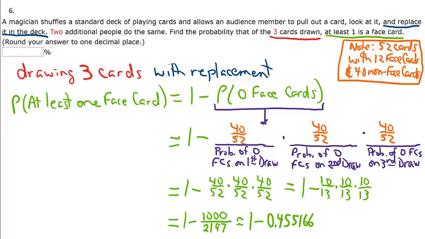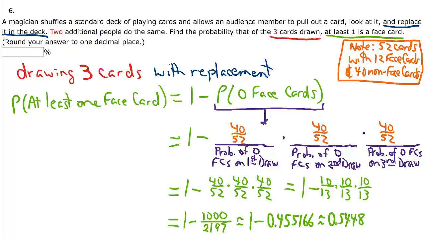They want you to round your final answer to 1 decimal place, but when you're doing intermediate steps, always take more decimal places than they want for the final answer. In any case, you get 1 minus 0.455166 approximately, which comes out to be about 0.5448. And now they say round it, but they also say write it as a percent.